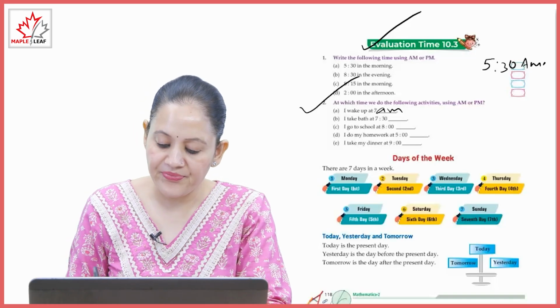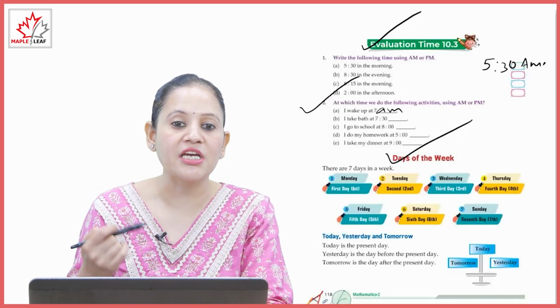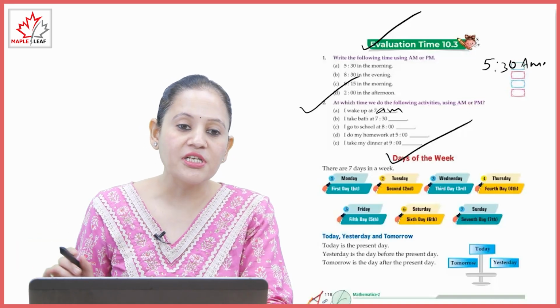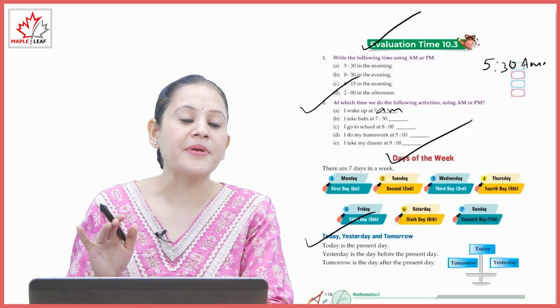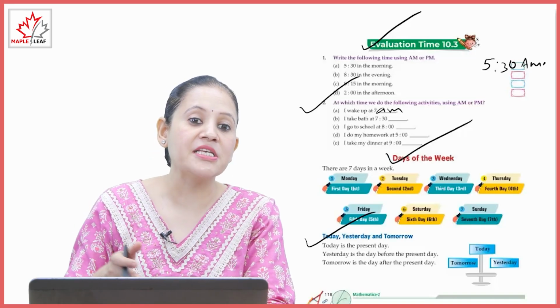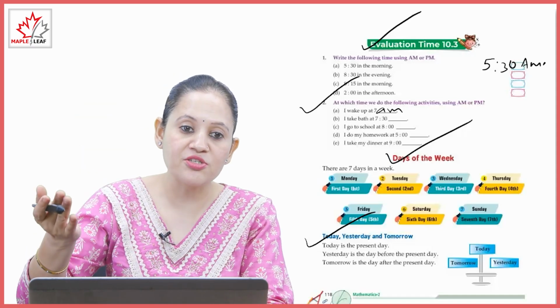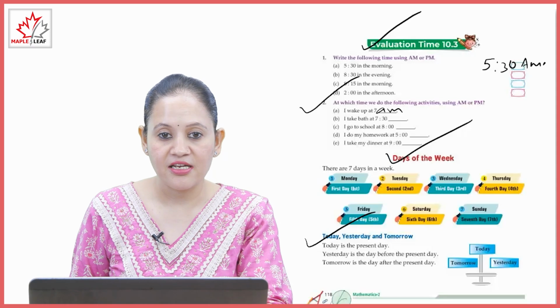Next, days of week. There are 7 days in a week. Monday is the first day, second is Tuesday, then Wednesday, Thursday, Friday, Saturday and Sunday. Total 7 days. Today, yesterday and tomorrow. Today is the present day. Yesterday means the day before the present day. And tomorrow means the day after the present day. Clear?